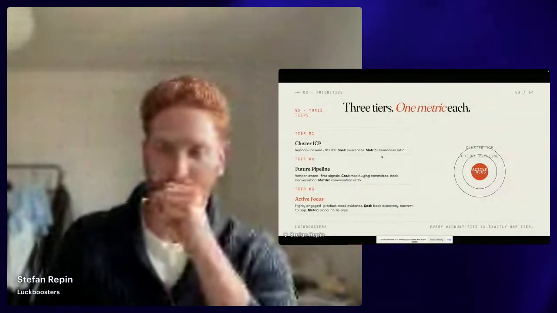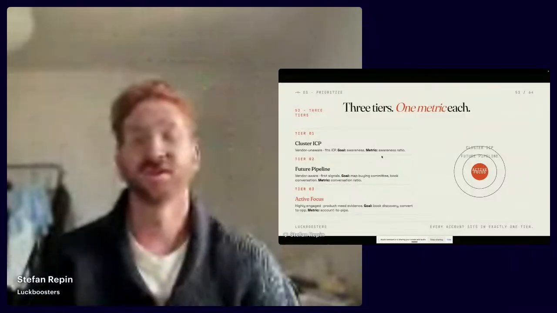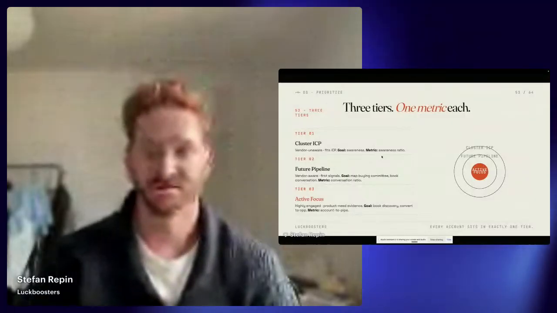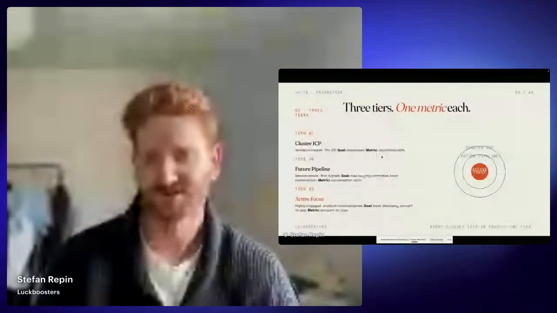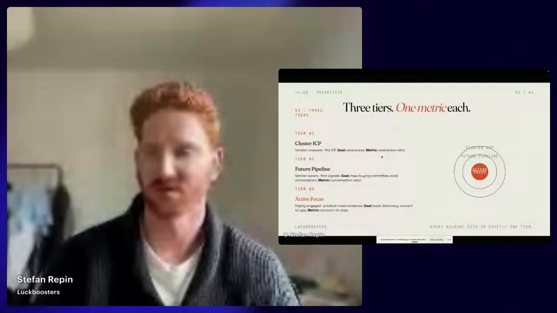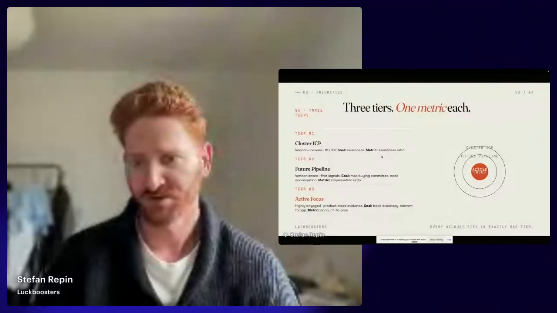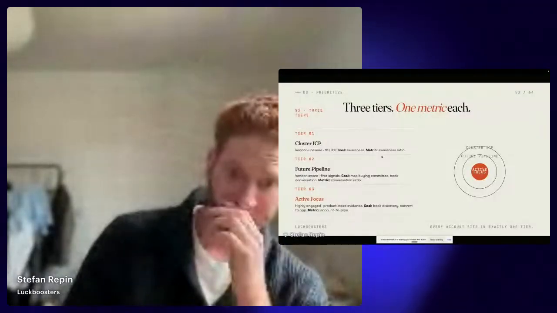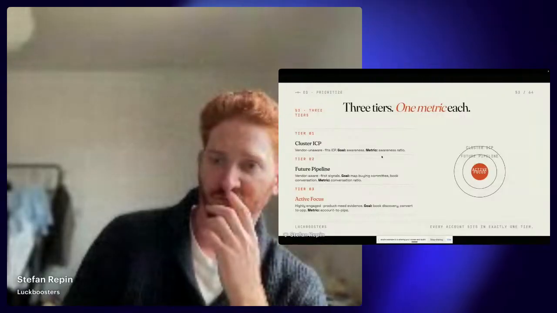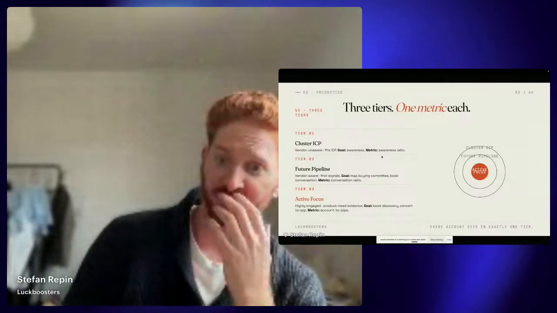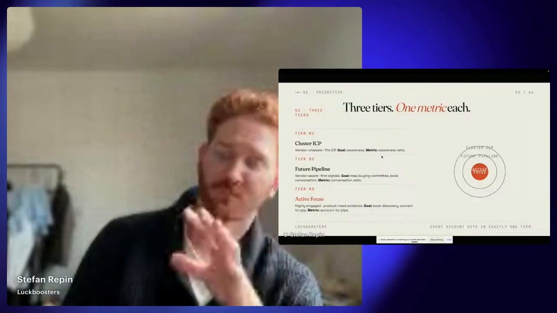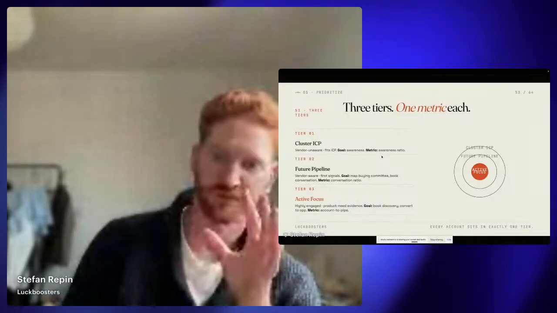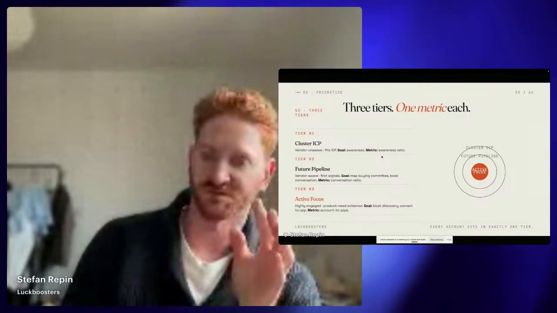There are three tiers in terms of companies you can target. Cluster ICP: they're vendor unaware, they fit your ICP. The goal is to get awareness, the awareness ratio. Tier 2, future pipeline: vendor aware, they know you as a vendor. You have the first signals. You have to map the buying committee and book conversations, and you have to look into the conversation ratio.